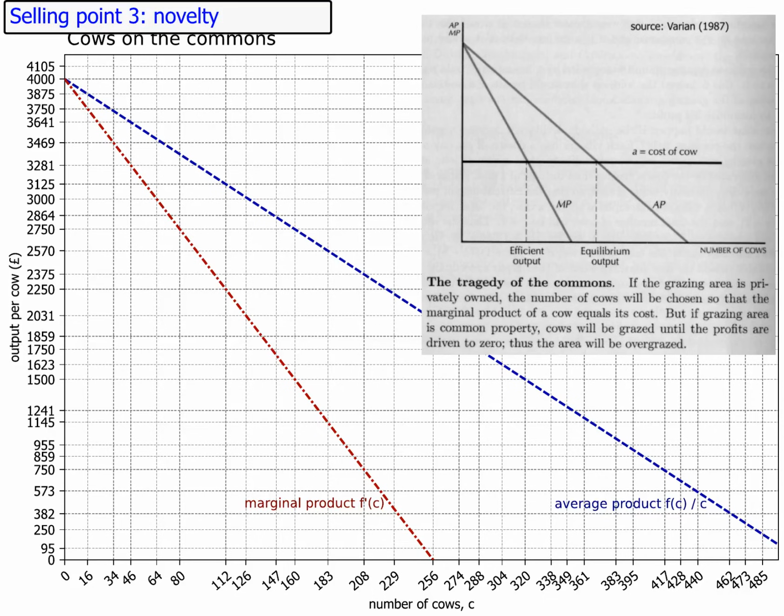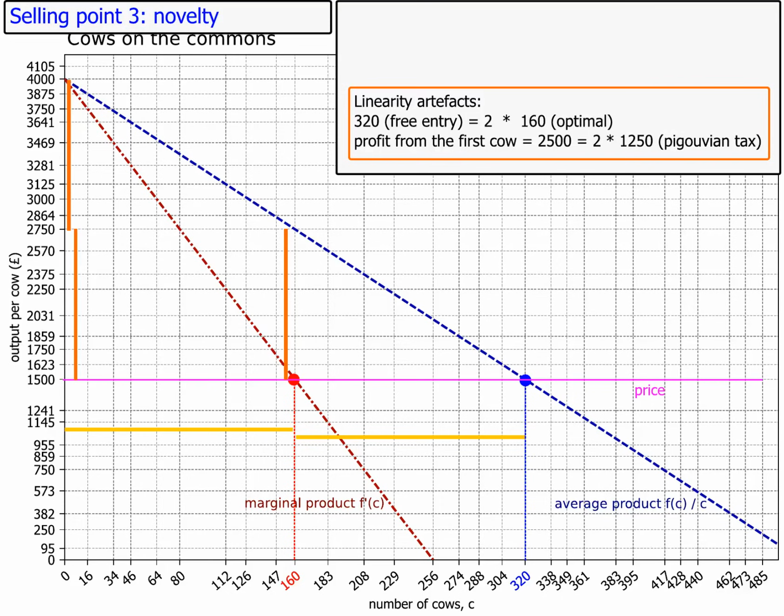As you can see here, it is perfectly possible to do a graph first rewrite of this problem and keep the linearity, and the solution would proceed normally. With these numbers and a price of 1,500 per cow, we would find a social optimum of 160 cows and a free entry equilibrium with 320 cows.